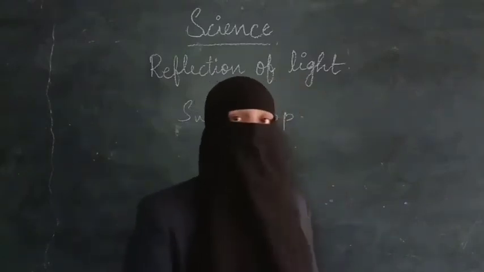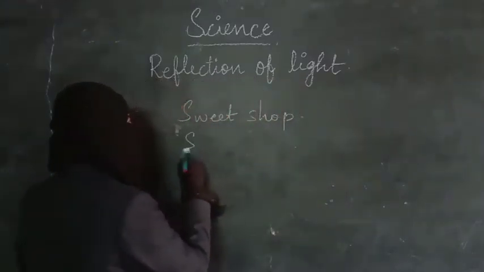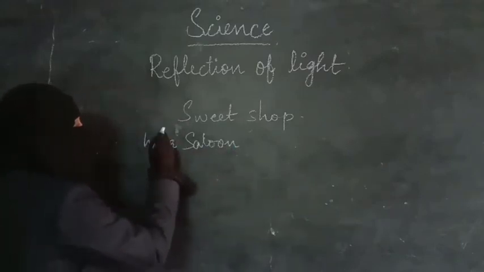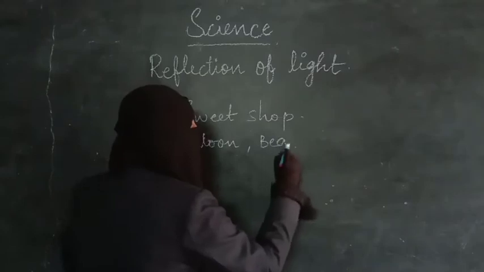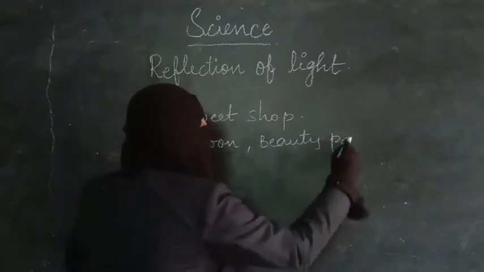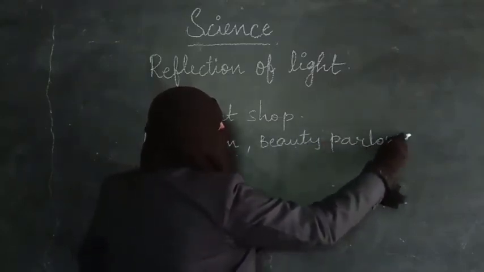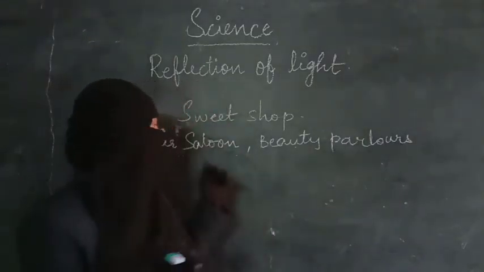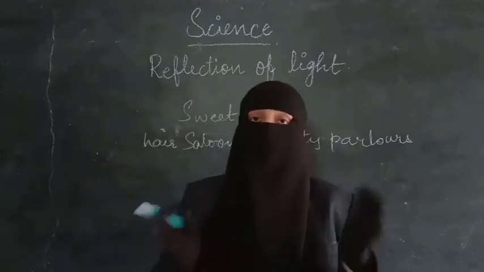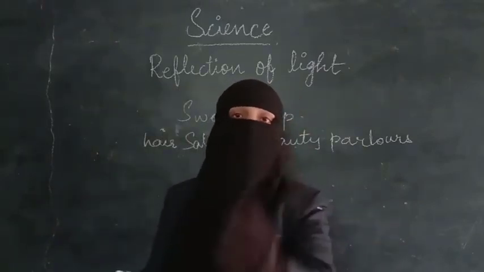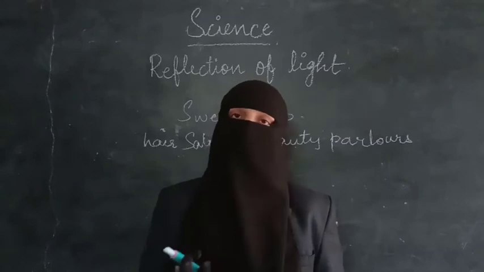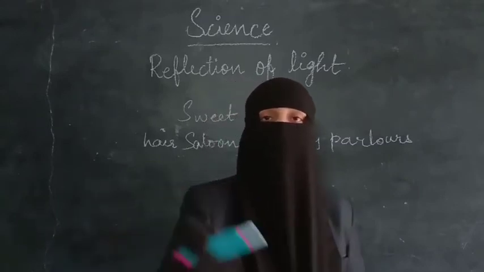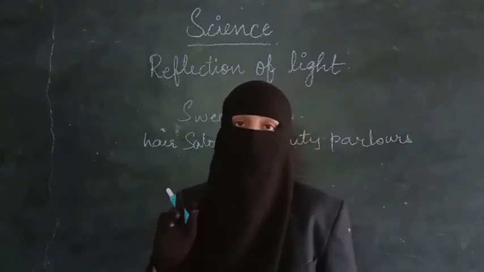In the same way, a hair salon. In a hair salon, and even beauty parlors, two to three mirrors will be fixed. So first let us talk about the hair salon. What happens in the hair salon? One mirror will be in front of the person, right? For example, you went for a haircut, you are sitting on the seat, and the barber will be cutting your hair. In front of you one mirror will be there, and behind you one mirror will be there, right?